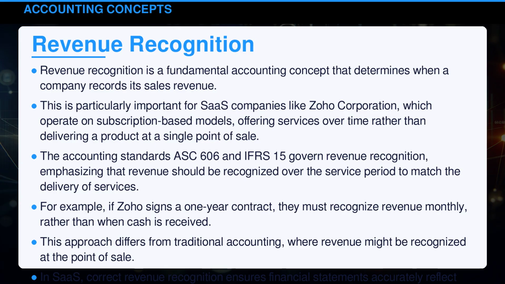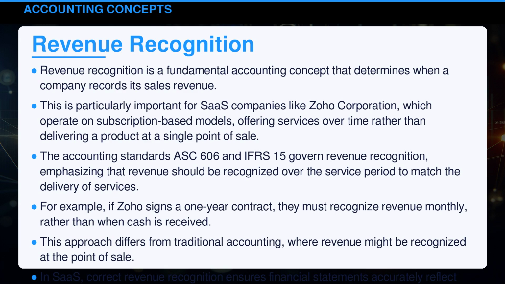Revenue recognition is a fundamental accounting concept that determines when a company records its sales revenue. This is particularly important for SaaS companies like Zoho Corporation, which operate on subscription-based models, offering services over time rather than delivering a product at a single point of sale. The accounting standards ASC 606 and International Financial Reporting Standards 15 govern revenue recognition, emphasizing that revenue should be recognized over the service period to match the delivery of services.